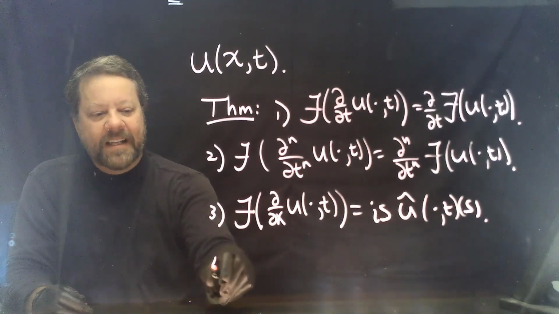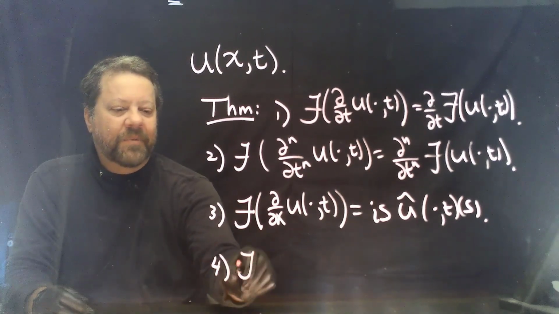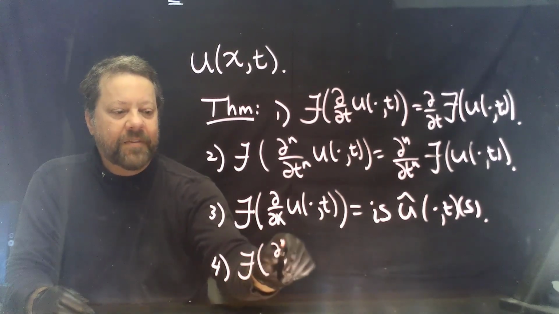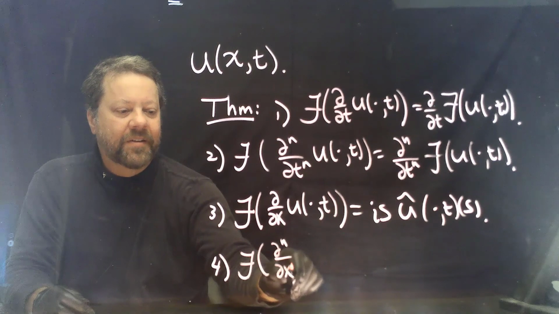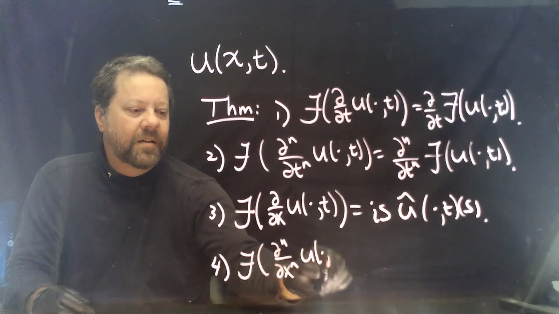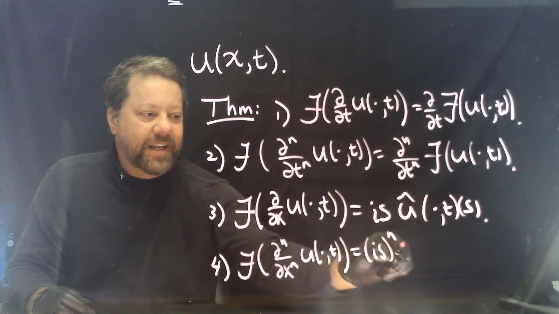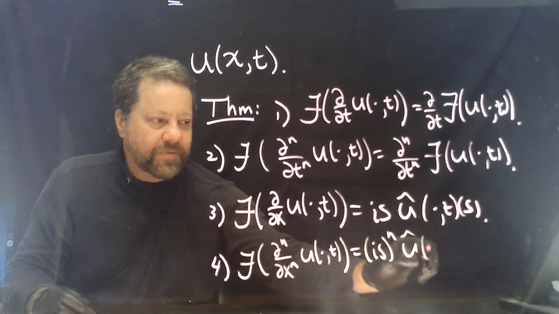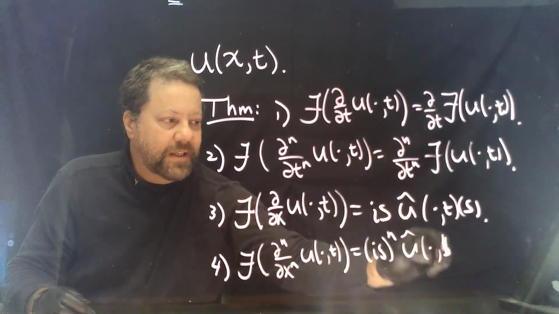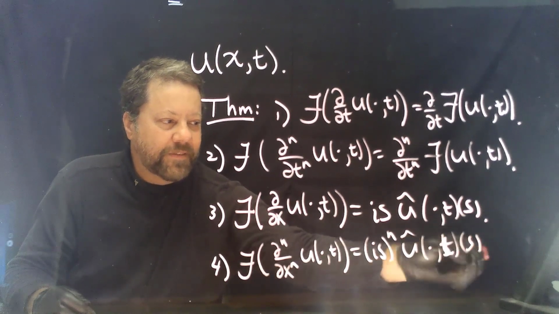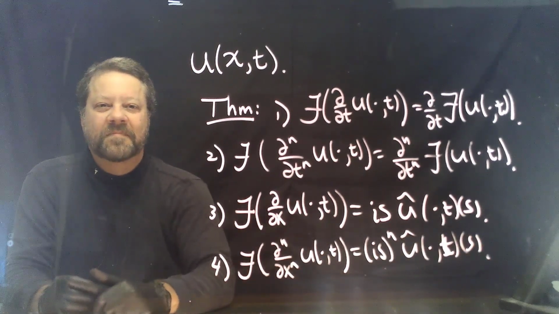It follows immediately then, by induction, that when we take the Fourier transform of the nth order derivative with respect to x, we'll have (is) to the n, and then the Fourier transform, t, and then our function of s. The only property we really need to prove now is property 3.